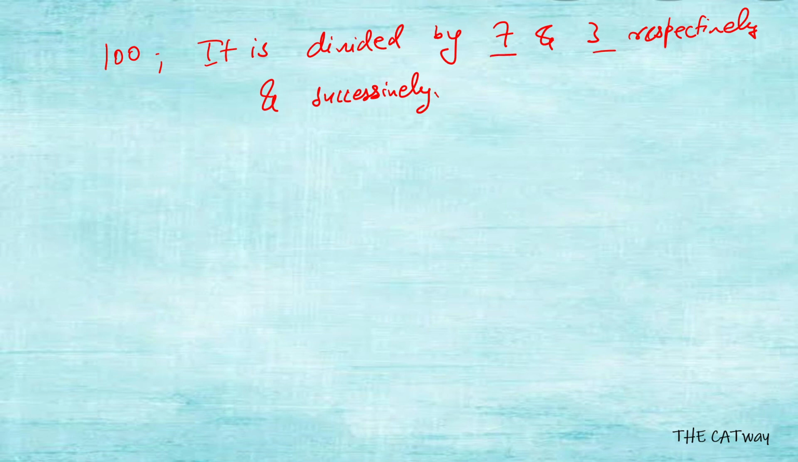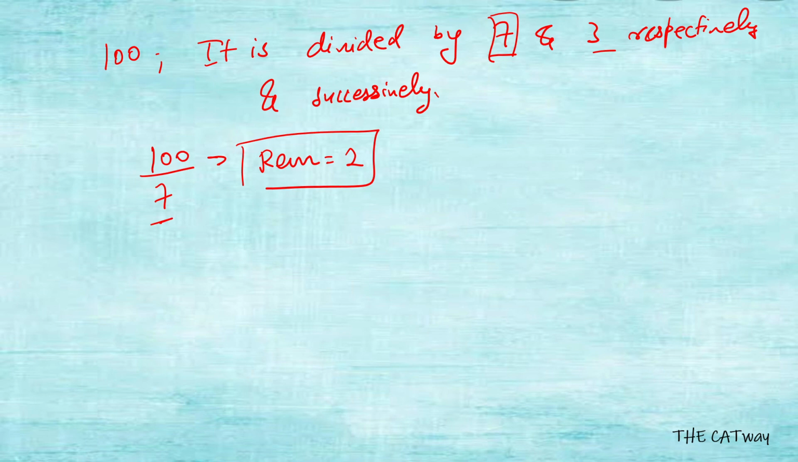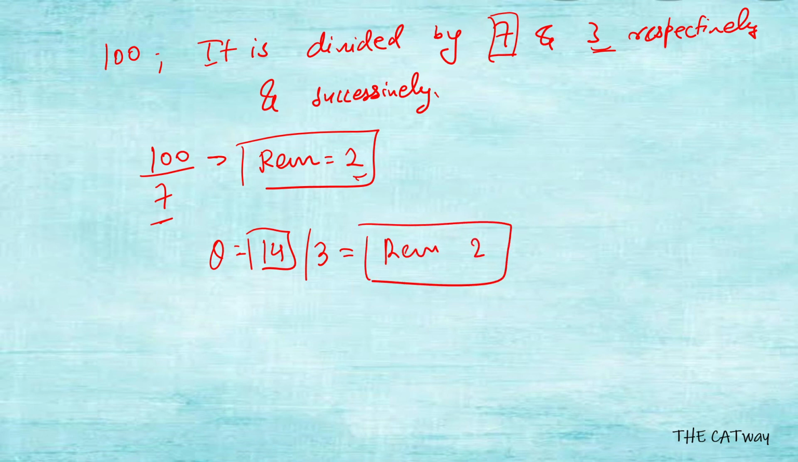So what you will do is you will take the first number and divide 100 by it. What is the remainder you will get? We know 14 sevens are 98, so the remainder would be 2. When divided by 7, the remainder would be 2. Now for 3 you will not divide the remainder, you will divide the quotient. The quotient came to be 14. So 14 divided by 3 gives the remainder 2. So your answer will be that the remainder will be 2 in both the cases when dividing 100 successively by 7 and 3. So this is the mechanism.